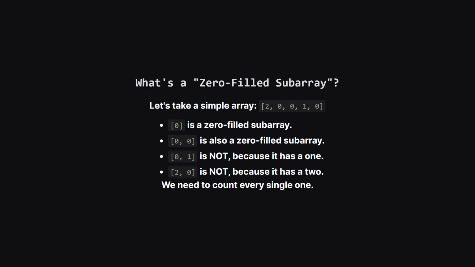First, let's make sure we're on the same page. A zero-filled subarray is just a continuous sequence of elements inside the main array that only contains zeros. So for this example on the screen, a single zero counts. A block of two zeros also counts. But as soon as any other number gets in there, it's not a zero-filled subarray anymore. Our job is to find the total count of all these valid zero-only chunks.